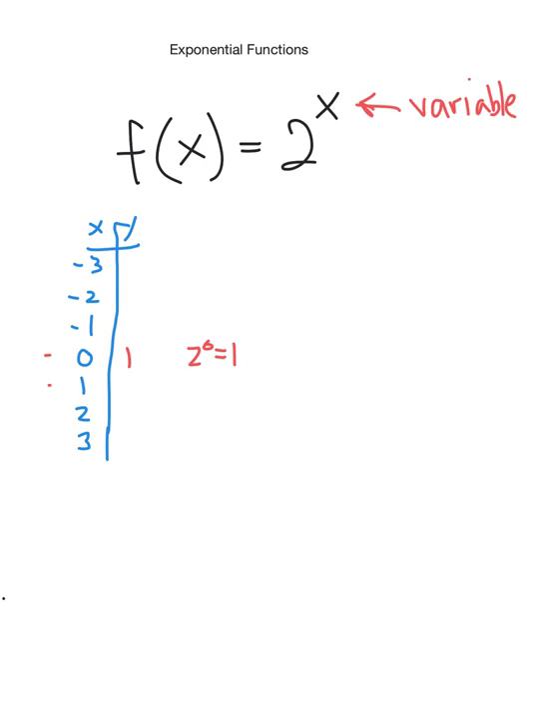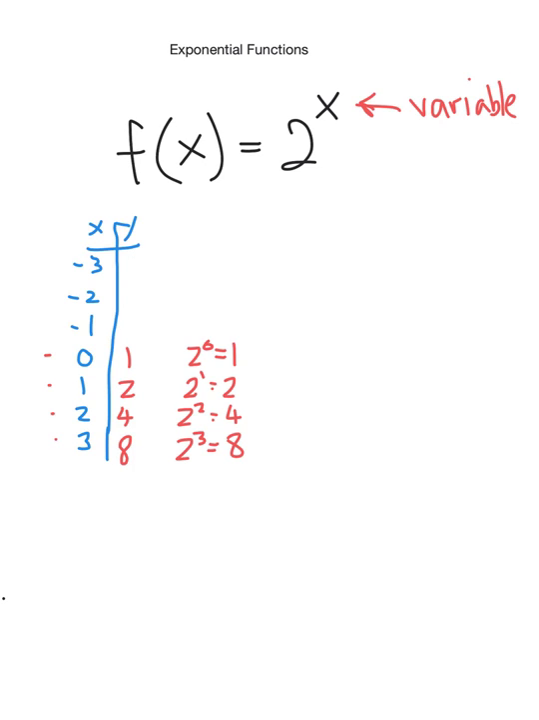Next one down is this one. 1 if x equals 1. What's 2 to the 1? Well, that's 2. Next one, if x is 2, 2 squared equals 4. And the last one, 2 cubed equals 8. So we can fill those points in there.